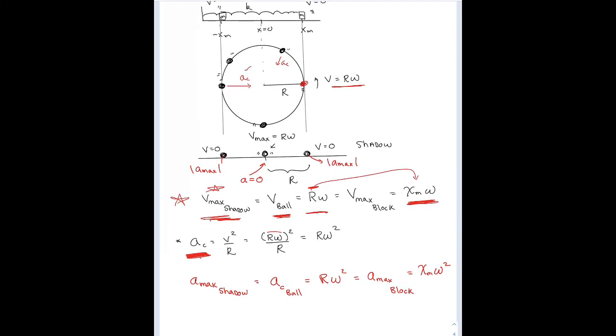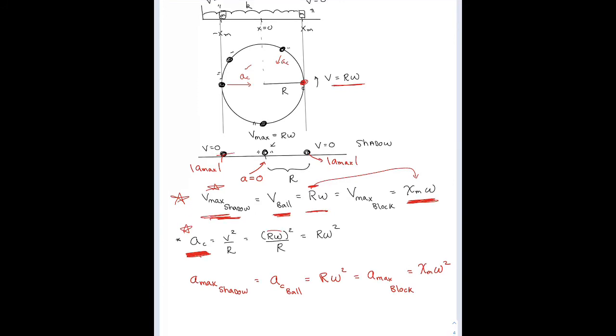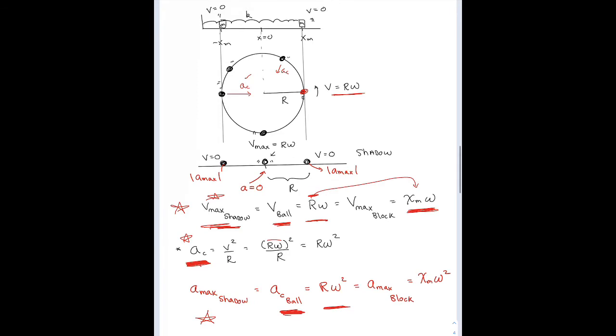As the ball goes around, the centripetal acceleration is constant in magnitude, but it's always changing direction. But if I look at the shadow, the shadow gets its acceleration from the ball going around the circle. So the maximum acceleration of the shadow is that constant centripetal acceleration of the ball, which is r omega squared, which is the same as the maximum acceleration of the block, because the block is doing the same thing the shadow is.